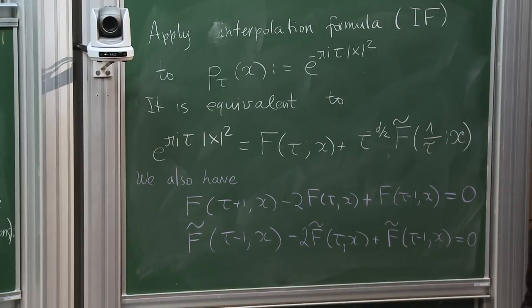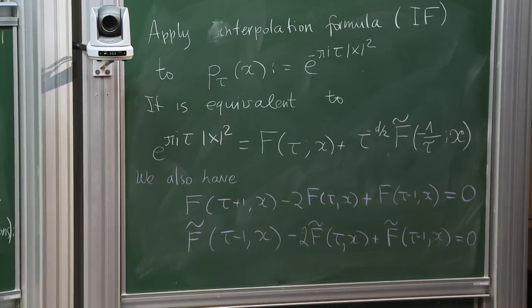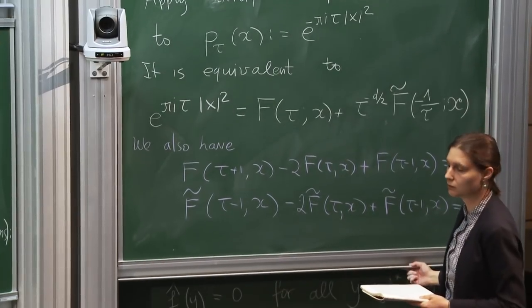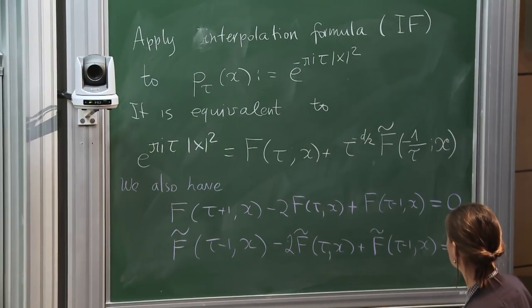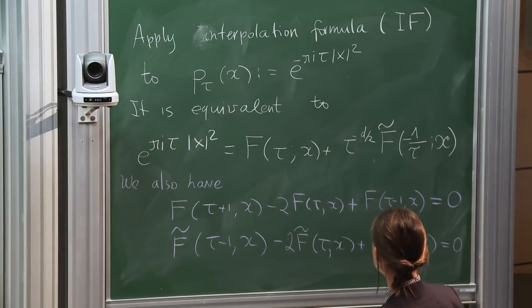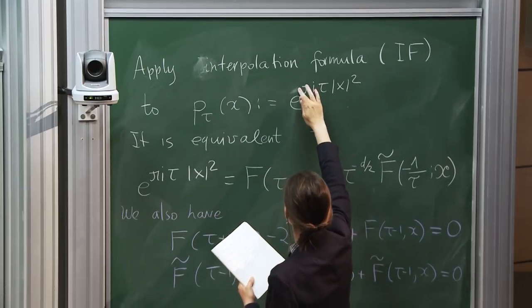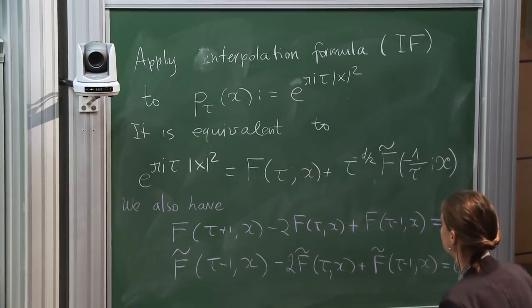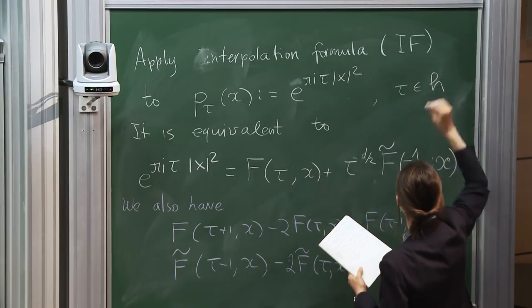Do you mean 1/tau or -1/tau? Oh yes, -1/tau, thank you. It's -1/tau. And also, the term is e to the power plus pi i tau x squared, on the second line. Yes, please, thank you. And here again, tau is an element in the upper half plane.